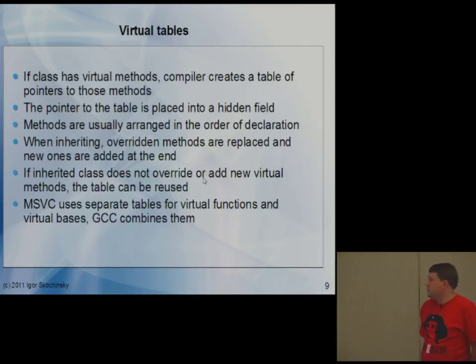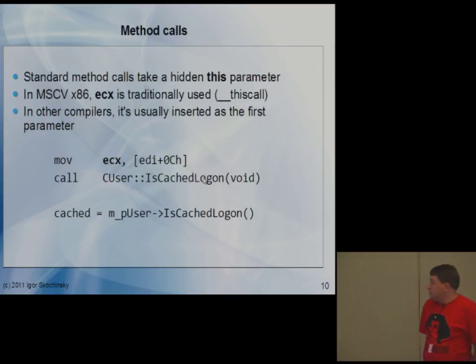When you inherit from one class to another and you override some methods or add some methods, the compiler creates a new table. It copies the old entries and replaces the new ones, and it will be used in the new class. If you don't override or add any methods, it can reuse the same table. And this table is basically shared among all instances of the same class. So how to recognize method calls?